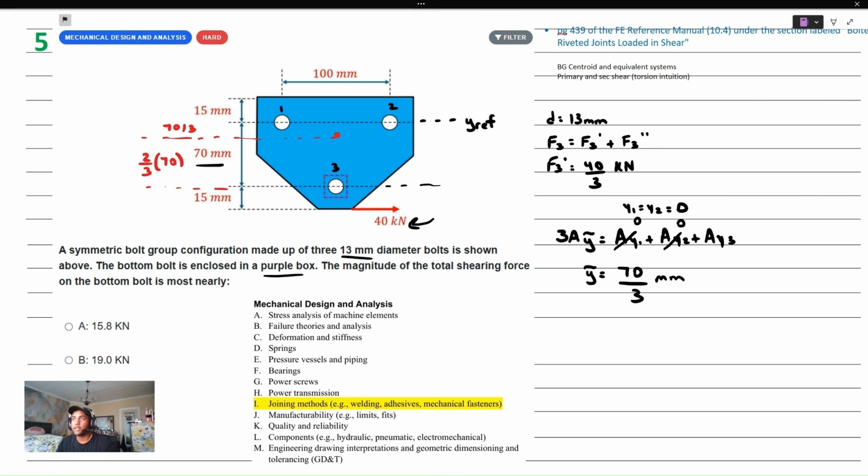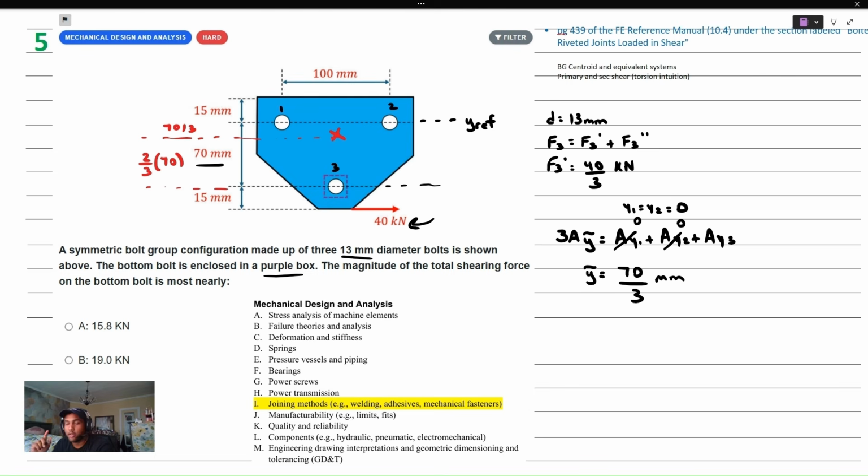So that when you add them both together, you get 70. Okay, so now that we understand the bolt group centroid, what we're going to do is establish an equivalent system where we place our actual load at the centroid of the distribution, and we see what kind of concentrated moment is going to come with translating that force.